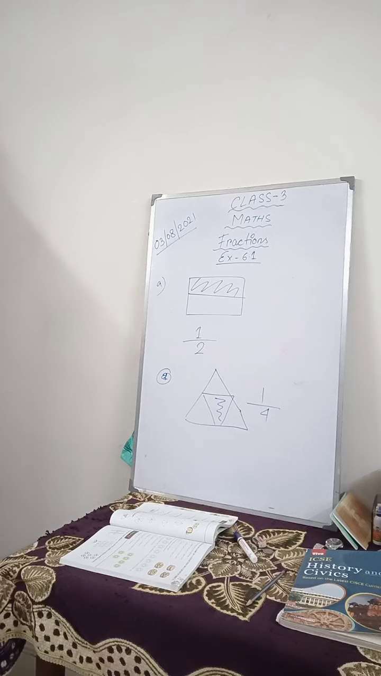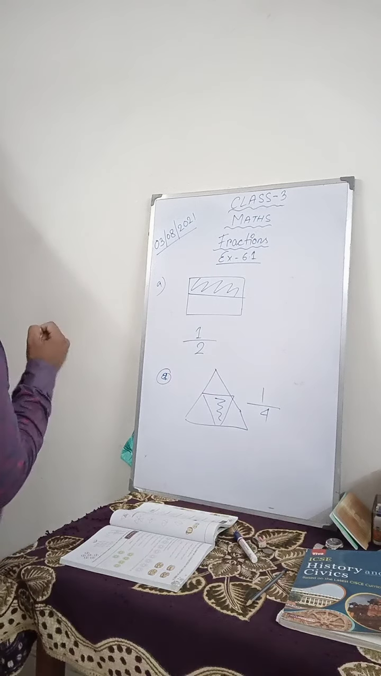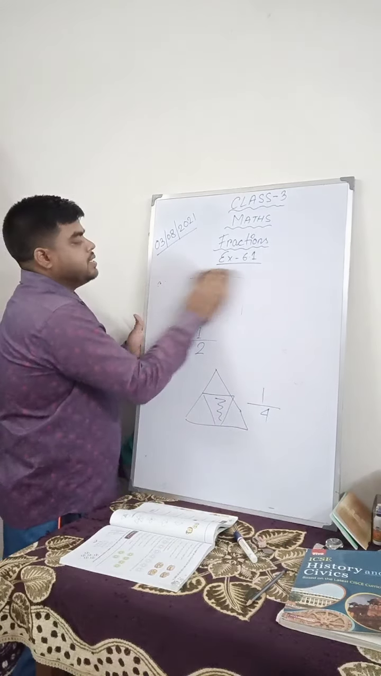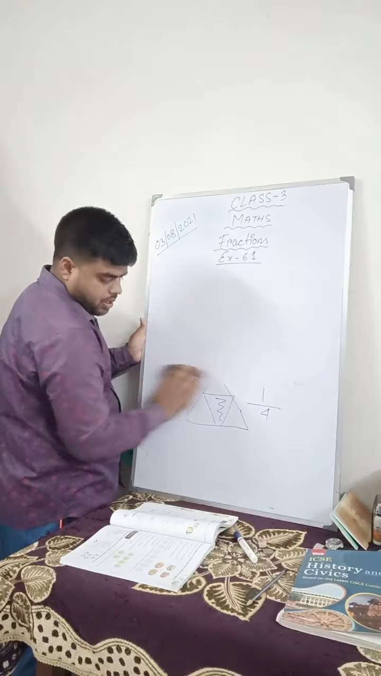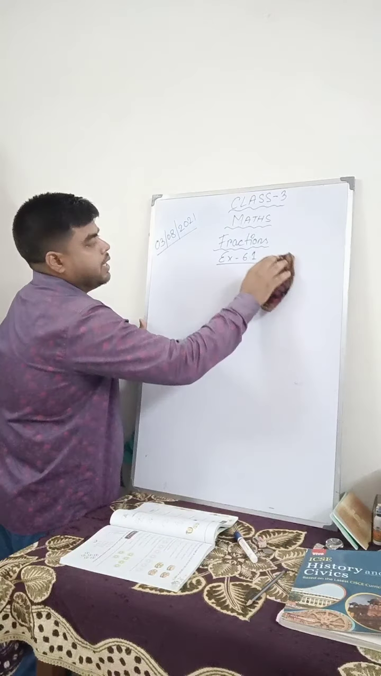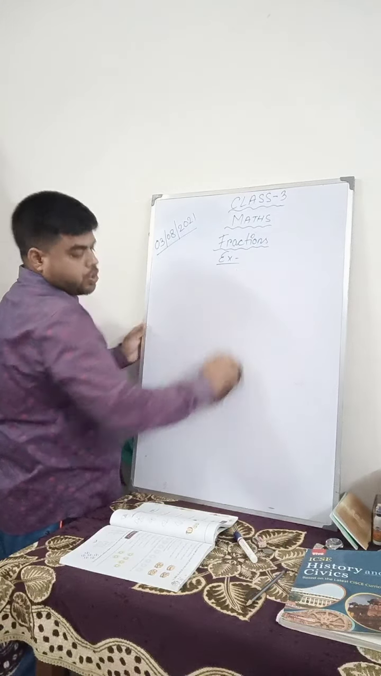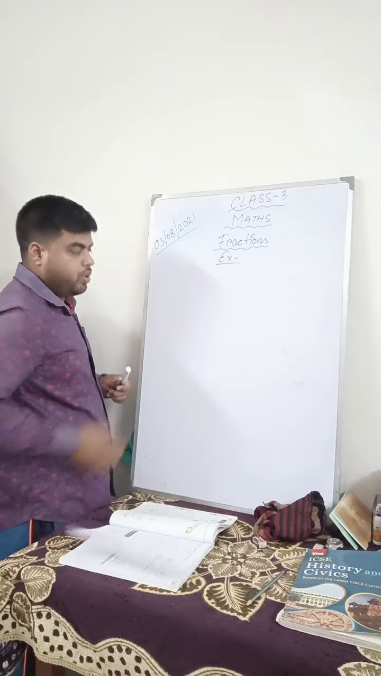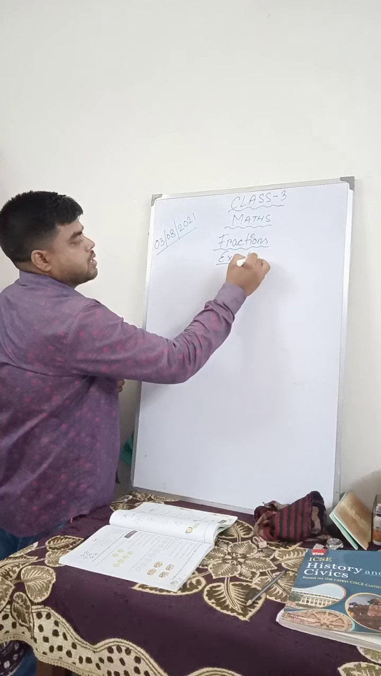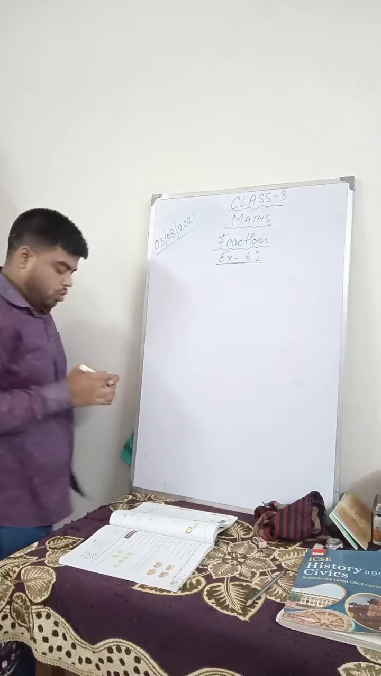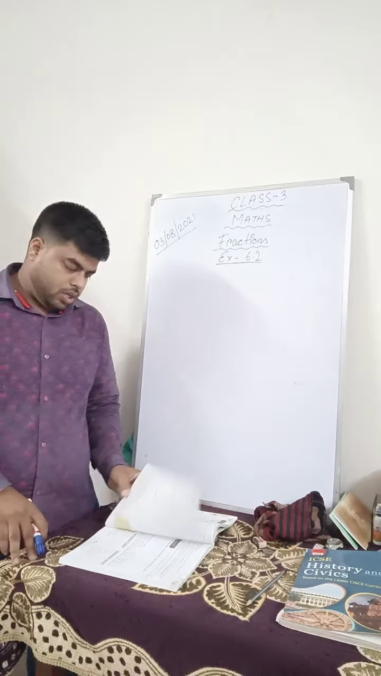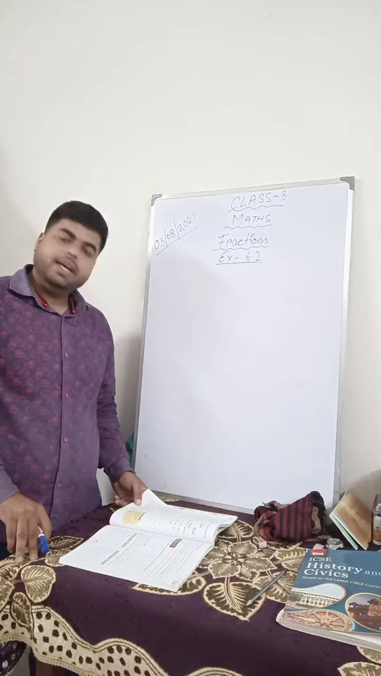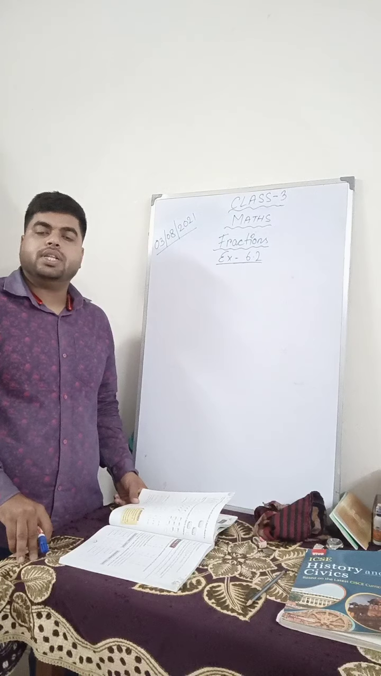Today we will start with 6.2 also, because it is almost the same and it is very easy. You will do exercise 6.1 in the book itself. 6.2 also you can do in the book, except the last question. You can do question numbers 1, 2, 3 in the book. Question number 4 you will do in the copy.